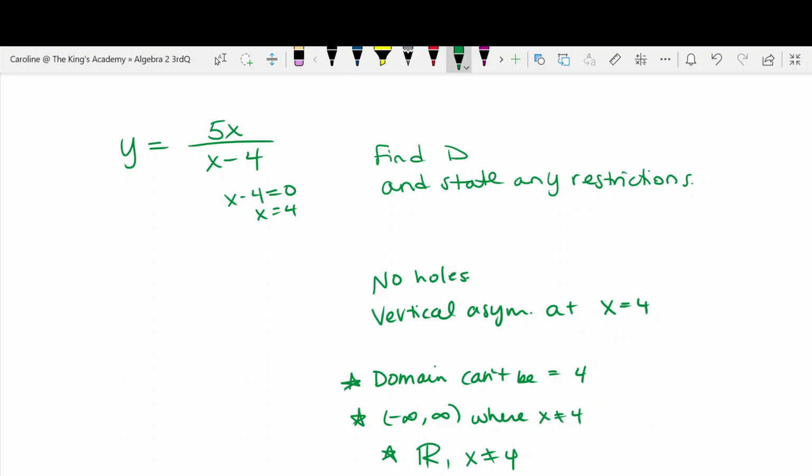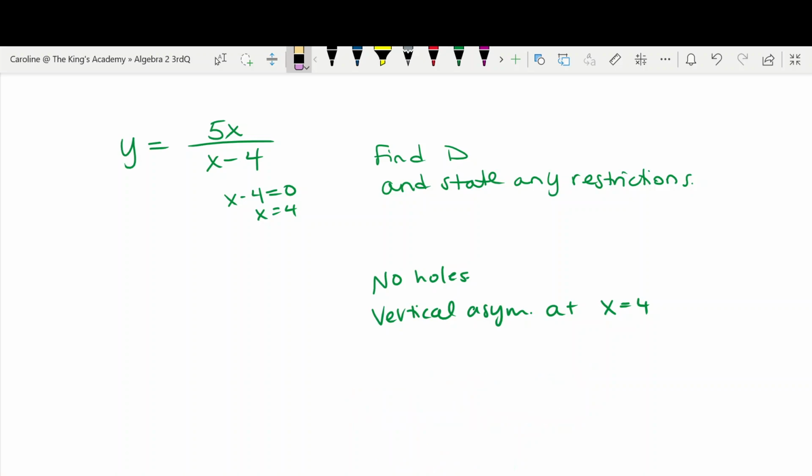Restrictions on the domain are bad values. It would make me do something not allowed. What am I not allowed to do in algebra? Divide by 0, right? Or square root a negative. It doesn't produce real numbers. So that's why those are considered restrictions.